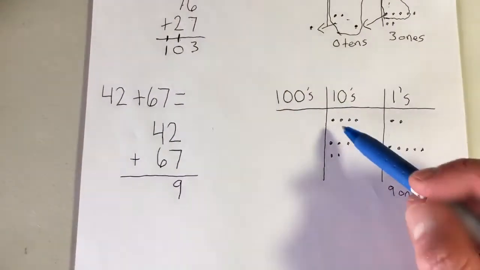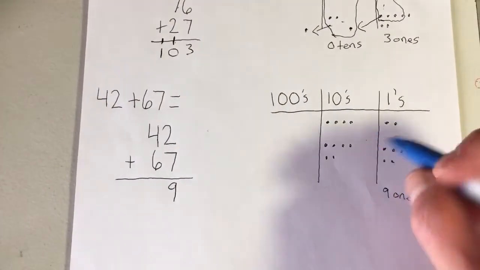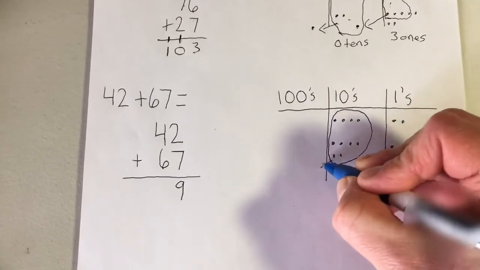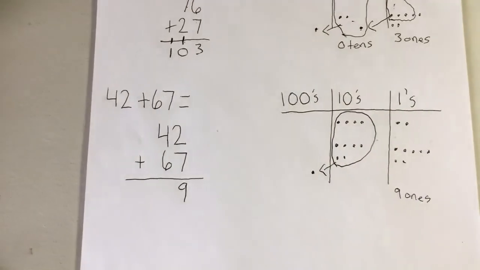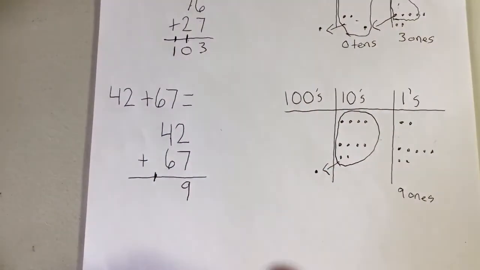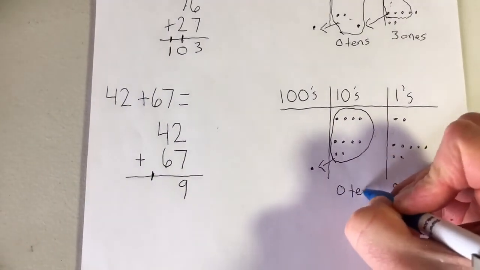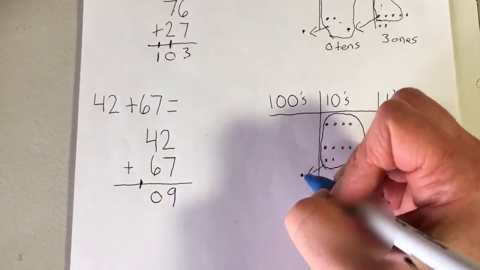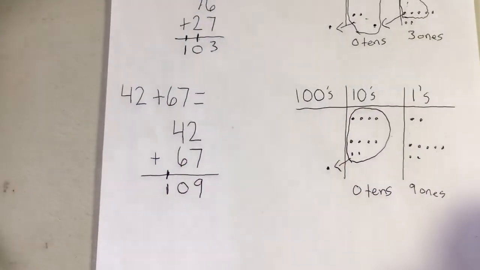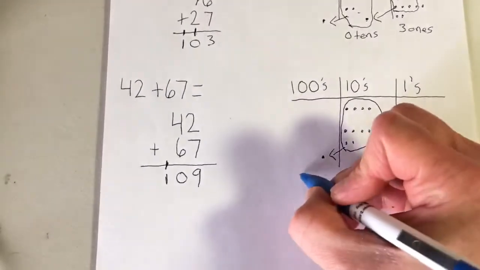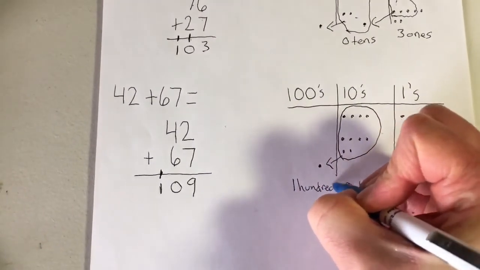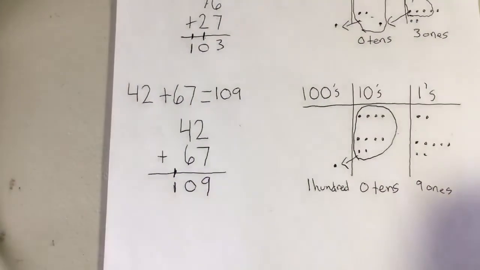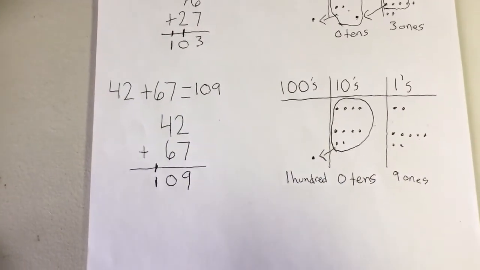Now I look in my tens place. 4 plus 6. Let's see. 4, 5, 6, 7, 8, 9, 10. I need to compose or bundle and make 100. There it is right there. So I composed 100. I'm putting it right there. Now I have 0 tens. And I have 100. So there it is right there. So 42 plus 67 is 100, 0 tens, 9 ones, or 109. Okay, check your work, see if you got that correct.